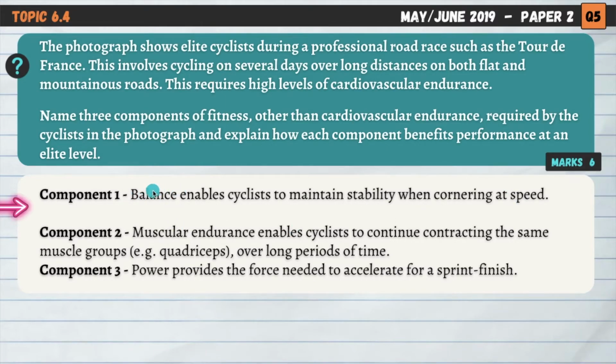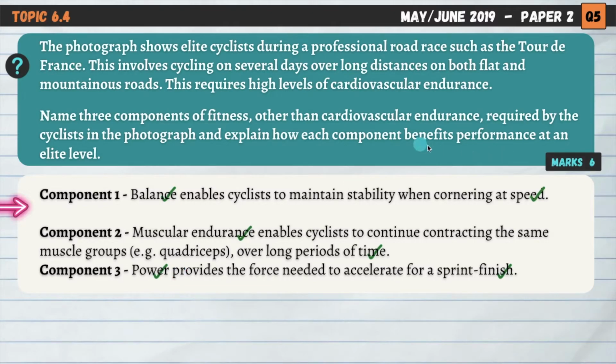So balance, for 1 mark, enables cyclists to maintain stability when cornering or going around corners at speed. So that's an example of how balance benefits performance for those cyclists. Okay, number 2, muscular endurance. So there's another mark there, and I'll just bring up the marks here. Muscular endurance enables cyclists to continue contracting the same muscle groups, for example the quadriceps on the top of the thigh, over long periods of time. And of course this happens in long distance cycling because we're using the same muscles to push the pedals over long durations.